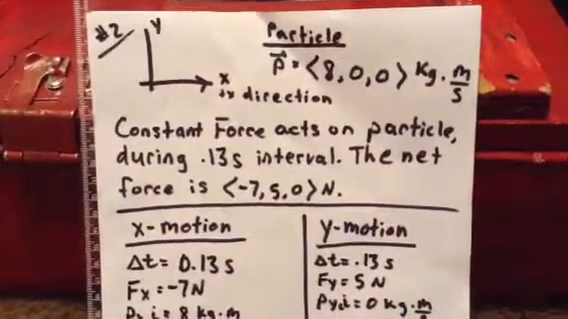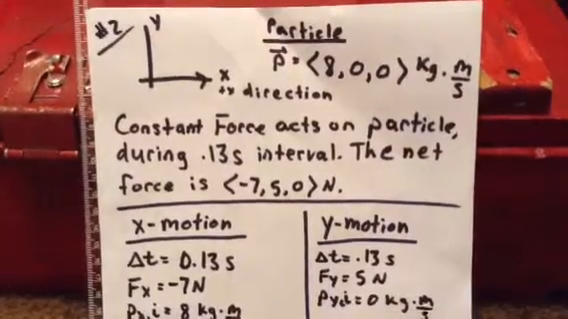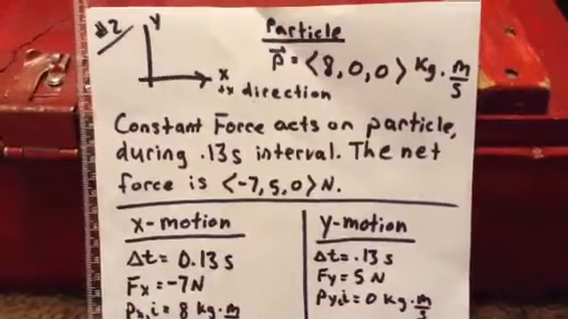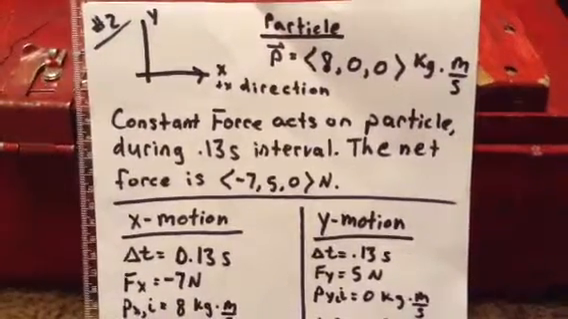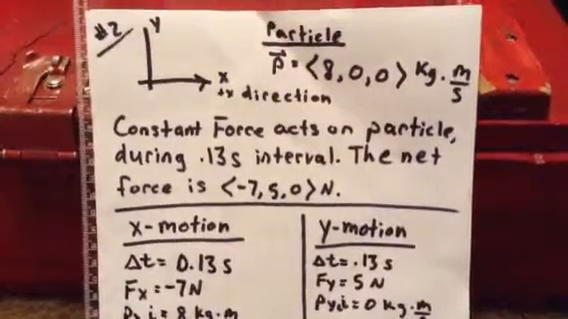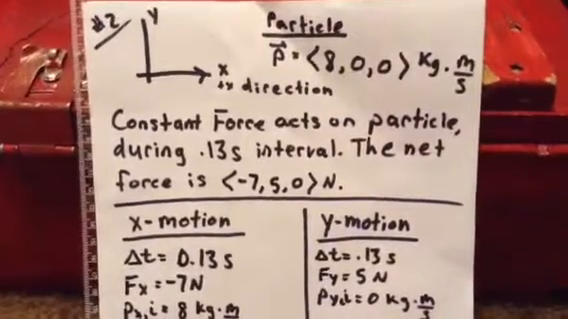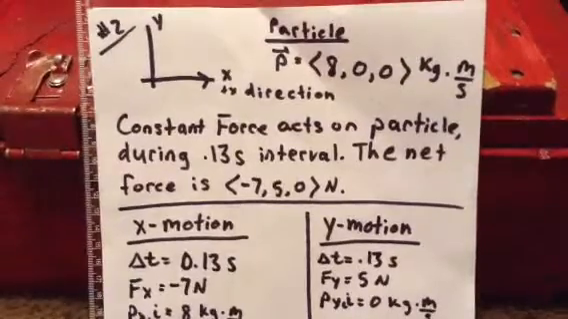Here we consider a particle traveling in the positive x direction with a positive momentum of 8 kilograms meters per second. Then we have a constant force acting on the particle in both the x and y directions during a 0.13 second time interval. In the first part of the question, we want to find the magnitude of momentum after the 0.13 second time interval.